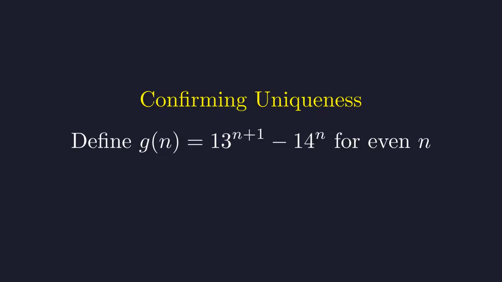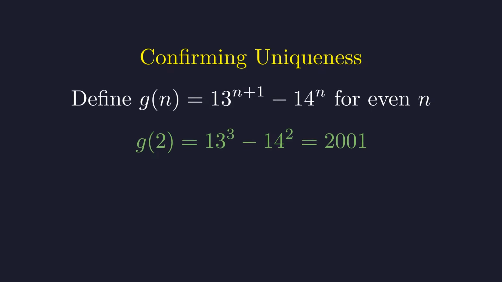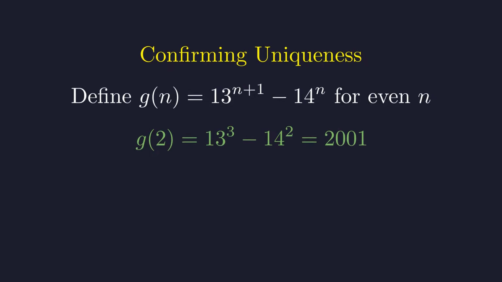Our modular sieve has already proven that if a solution exists, a must be 13 and n must be even. We found one solution. The remaining question is, could another even value of n work for a equals 13? Let's define a function g of n as 13 to the power n plus 1 minus 14 to the power n for even values of n. We already confirmed that g of 2 equals 2001.